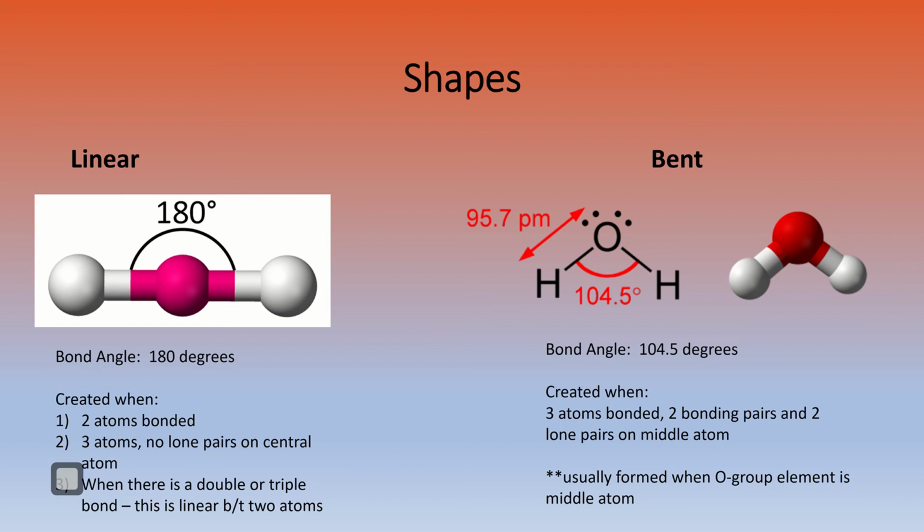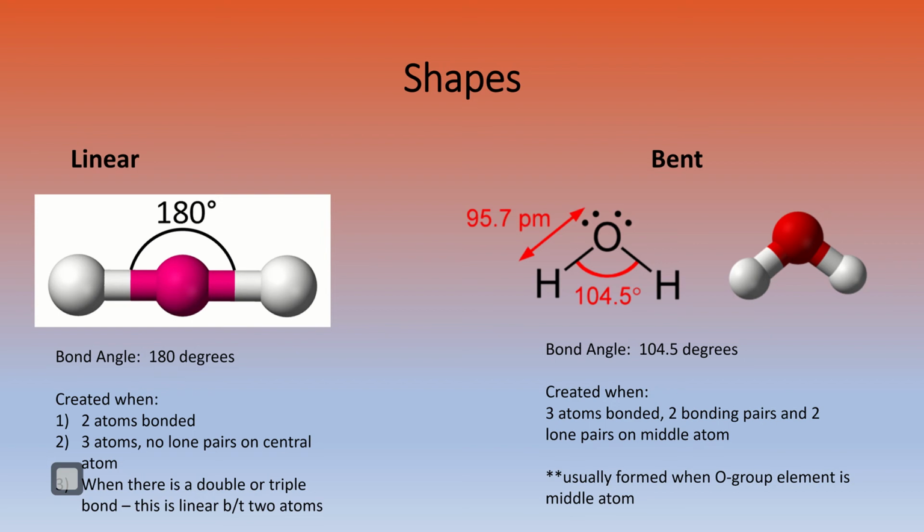When there's 3 atoms, this shape will be created if there's no lone pairs on the central atom, okay? And that's because those lone pairs are what's going to start pushing the bonds away. When there's a double or triple bond, this is always linear between those two atoms. Between those two atoms, that will always create a linear bond.